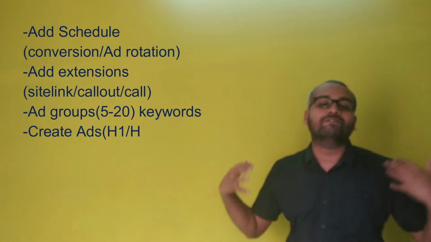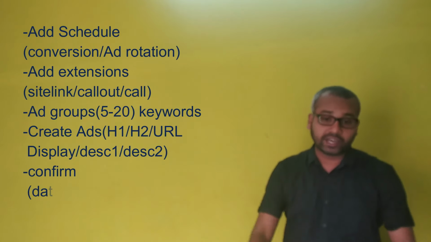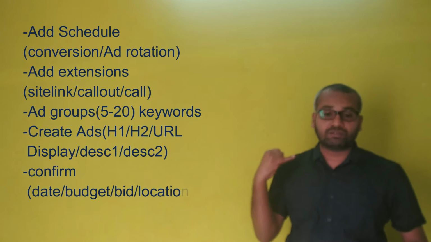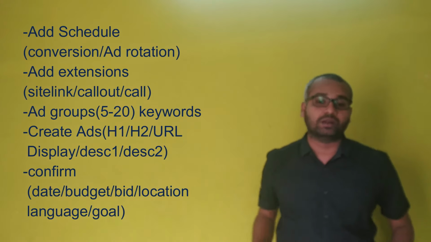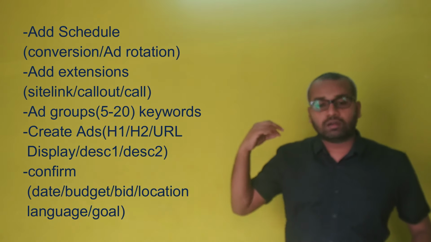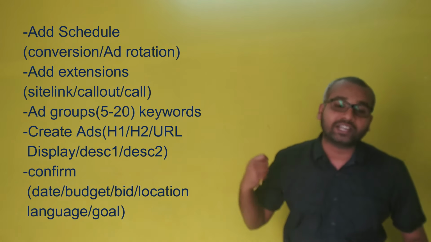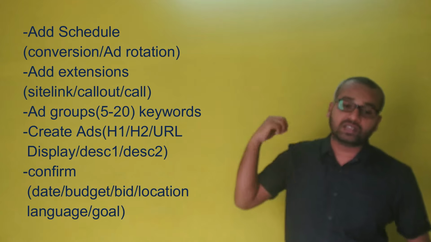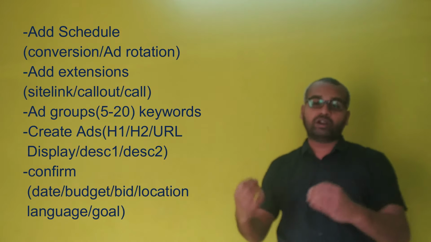It is nothing but the look and feel of the ad, what things we have to include. Click on Create Ads; there are the H1 tag, H2 tag, URL, display URL and description. Here we can add headlines, and each headline can be 30 characters. And the description is 90 characters, and we can add two descriptions for each ad.